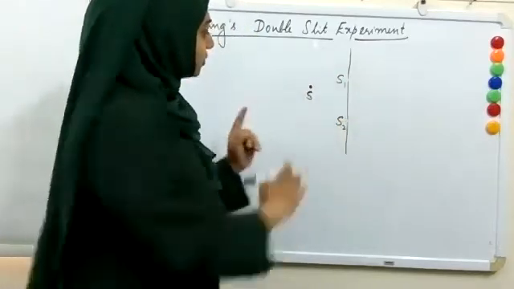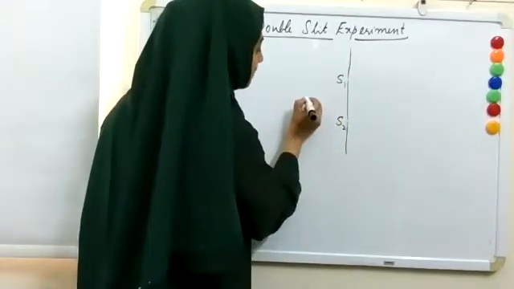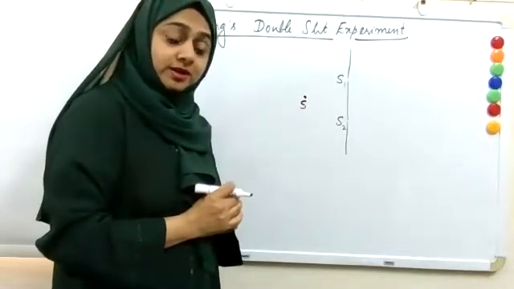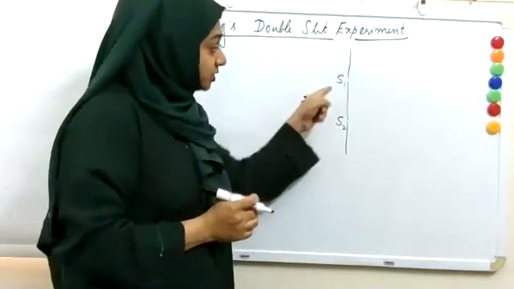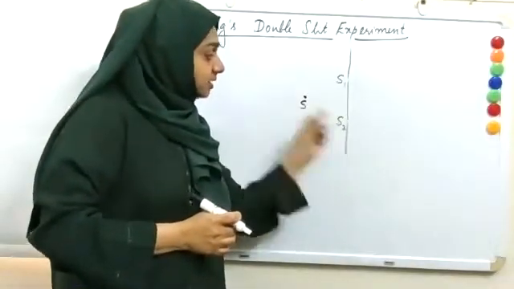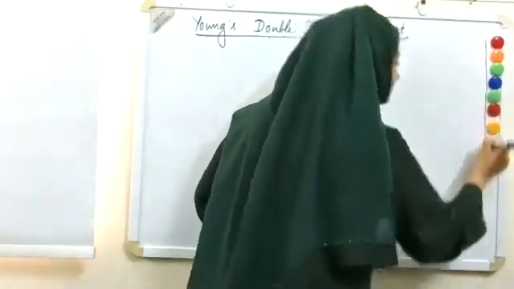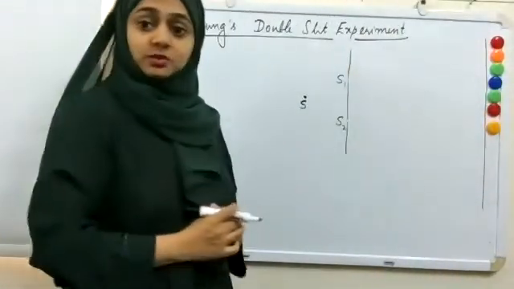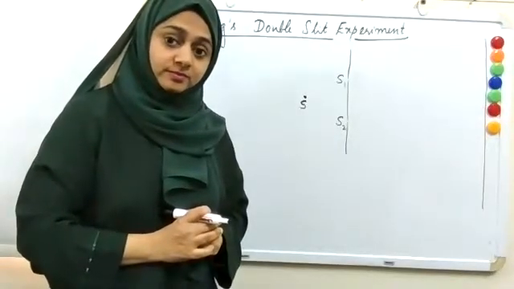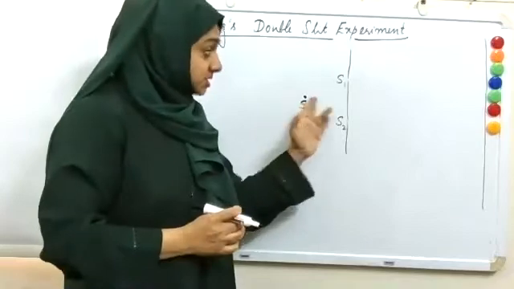Why do we have to split one source of light into two separate sources? Why can't we use two different sources? Suppose I use one bulb here, another bulb here. Will it give the interference pattern? It should be the same source, right? It should be from the same source.